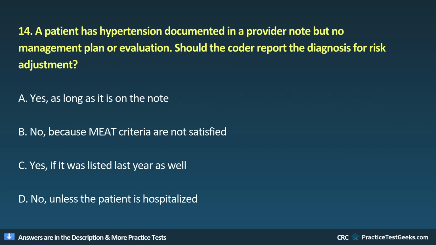14. A patient has hypertension documented in a provider note, but no management plan or evaluation. Should the coder report the diagnosis for risk adjustment? A. Yes, as long as it is on the note. B. No, because MEET criteria are not satisfied. C. Yes, if it was listed last year as well. D. No, unless the patient is hospitalized.